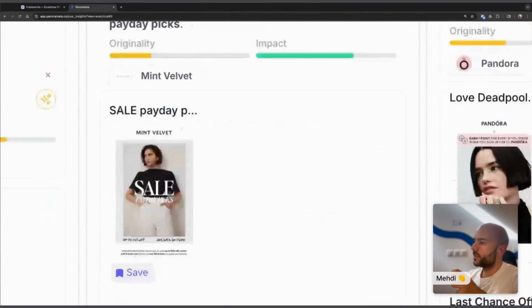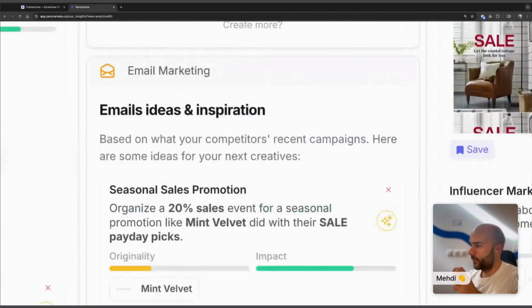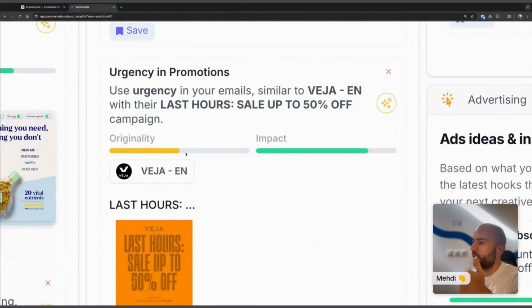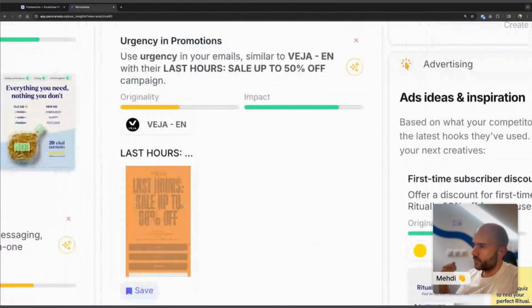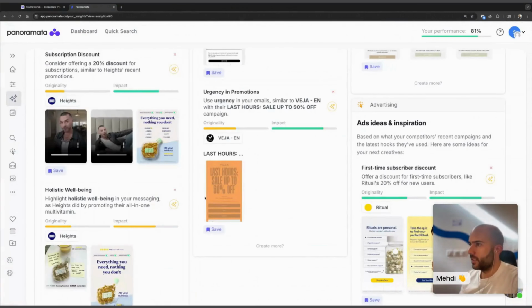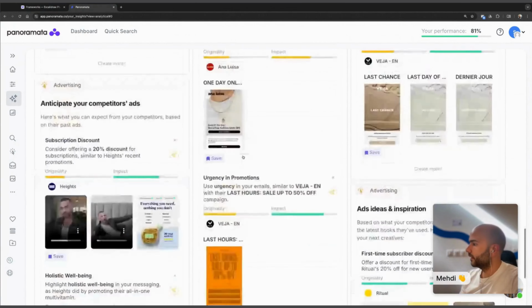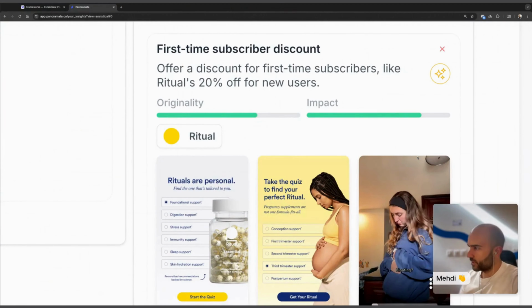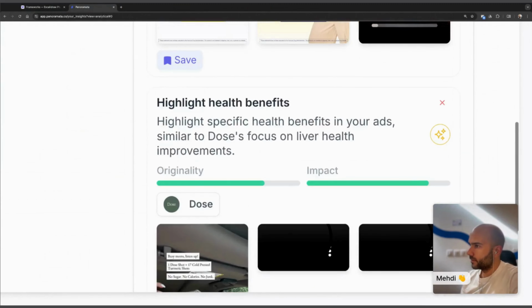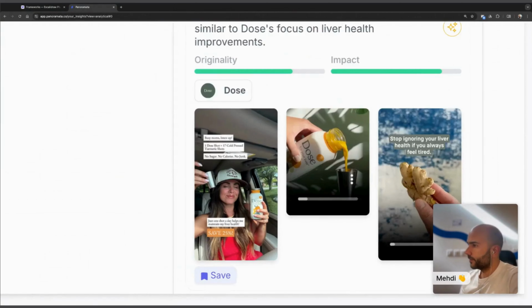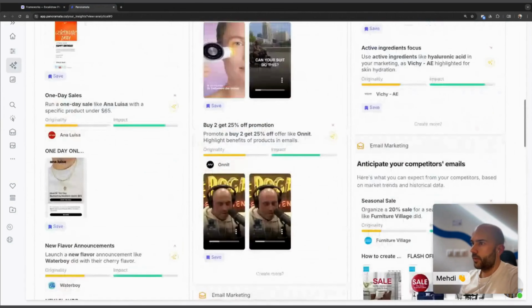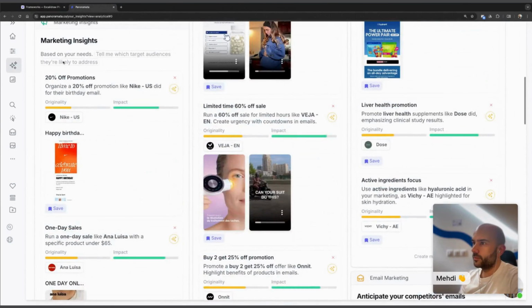This one has done a 20% sale, a 20% payday sale, a daily deal, urgency here for the last hours. So the platform is really giving me the main marketing campaigns that they're using in emails and in ads as well, to give you the most recent, most important advertising campaigns they're doing too. And the cool thing about this section is that it can help you anticipate what they might be up to. Here we go.